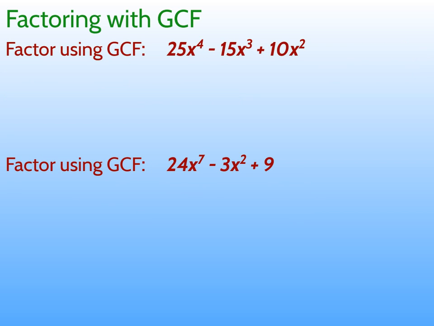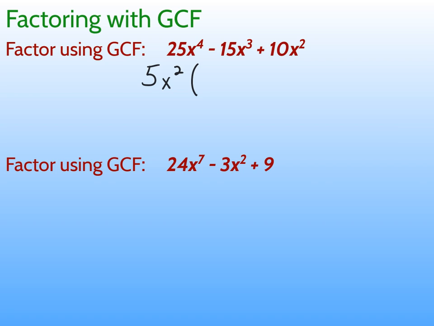Alright, let's see what we can do with these examples. First off, let's figure out a number that divides into 25, 15, and 10. I'm going to go with 5. 5 is the biggest one that fits into all of those. And then, let's look at the exponents. We have x to the fourth, x to the third, and x squared. They all have an x squared, so we're going to pull out the x squared.